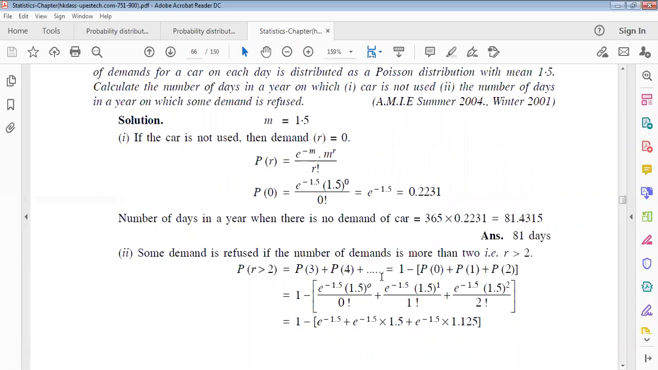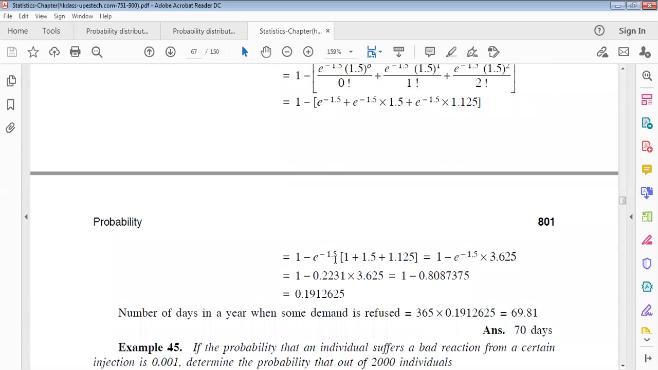So if we try to find the whole probability of this, it will be the total probability 1 minus the probability of 0 plus the probability of 1 plus the probability of 2. If we subtract these three probabilities from the total probability 1, we get our required result, right? Just 1 minus the probability of 0: putting r equals 0 in the probability density function of the Poisson distribution, we get this. Then the probability of 1 will be with r equals 1 here. We get this, with m equals the given 1.5. The probability of 2 will be for r equals 2. Calculating this with a calculator, we get the result. Then taking e to the power minus 1.5 common, we get this result.